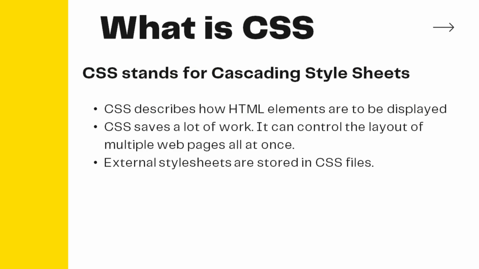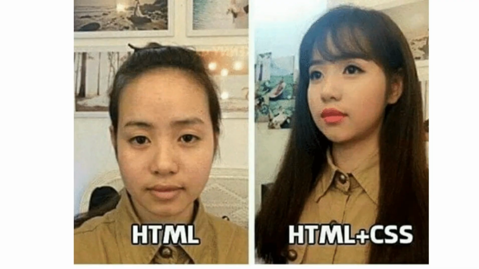So to further describe CSS, I'm going to show you a picture. You can see on the left side we have HTML alone, a picture of a girl not really looking beautiful, while on the right side, HTML plus CSS has been added, and this same girl has added several things to complement her beauty. So the combination of HTML and CSS gives styling to a website.